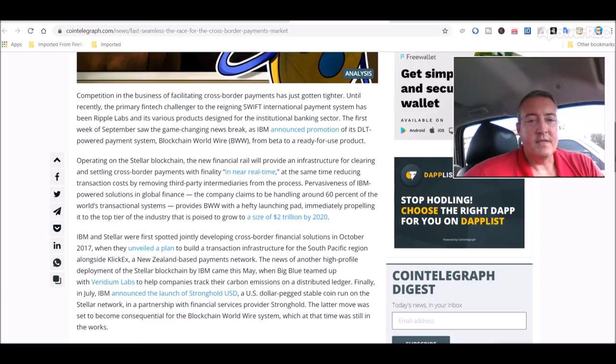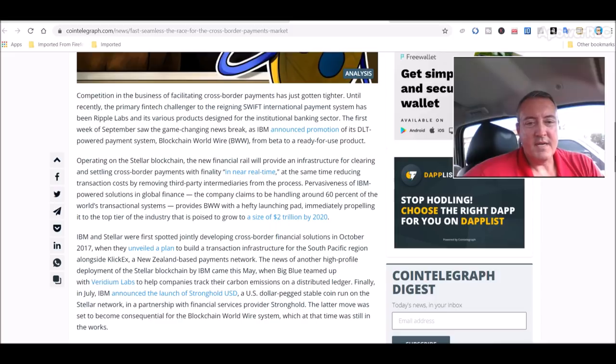Operating on the Stellar blockchain, the new financial rail will provide an infrastructure for clearing and settling cross-border payments with finality in near real time, at the same time reducing transaction costs by removing third-party intermediaries from the process. Pervasiveness of IBM-powered solutions in global finance, the company claims to be handling around 60% of the world's transactional systems. That's a lot. I mean, that's got to be trillions of dollars, right? Provides BWW, which is Blockchain World Wire, with a hefty launching pad, immediately propelling it in the top tier of the industry that is poised to grow to a size of $2 trillion by 2020.